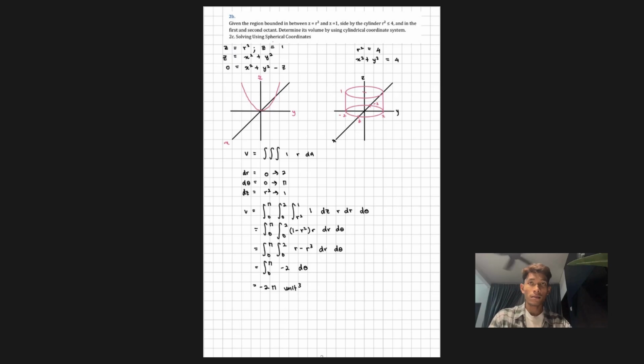That's all. Next, question 2B, cylindrical coordinates. In this problem, we calculate the volume of the solid bounded by z equals r squared, z equals 1, and the cylinder with r squared less than 4 in the first and second octants. Choose the cylindrical coordinates r from 0 to 2, theta from 0 to pi, z from 1 to r squared. The volume is equal like this. After solving step by step, the volume is 9 over 4 pi, or about 7.07 cubic units.